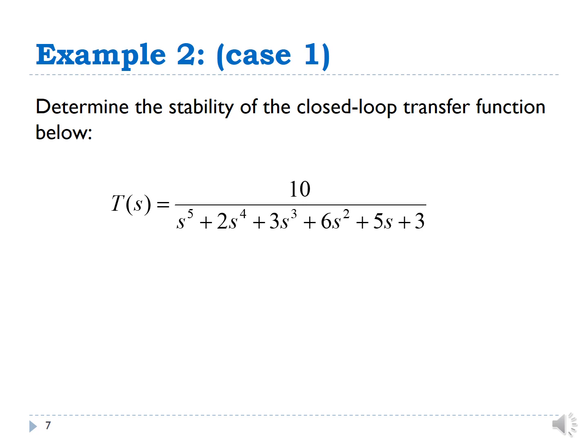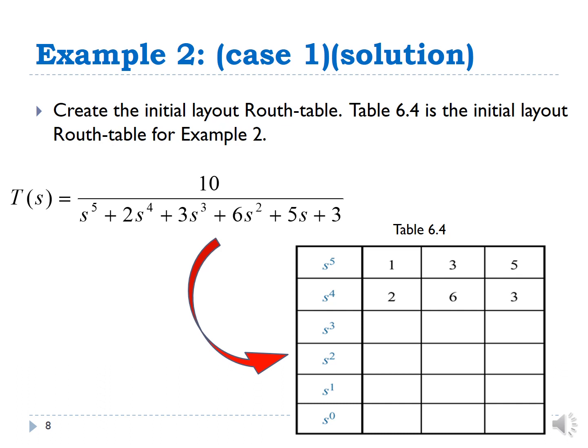Let us look at an example. Determine the stability of the closed loop transfer function below. Table 6.4 shows the initial layout of the root table for example 2. Table 6.4 is formed by using the denominator of the transfer function. I hope you still remember how to create this root table.